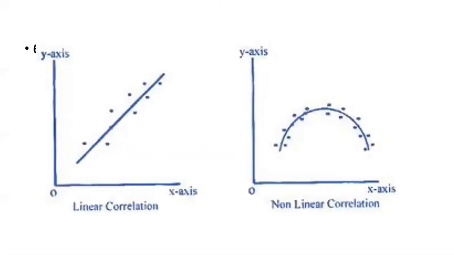This diagram will help you to understand. In this diagram, on one line all points are existing nearby to it, it will be called linear, and here a curve will be there. It will be a non-linear correlation. Non-linear correlation is also known as curvilinear correlation.